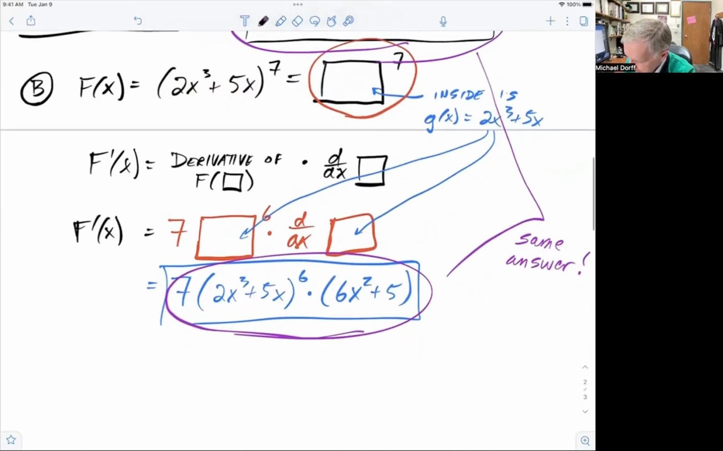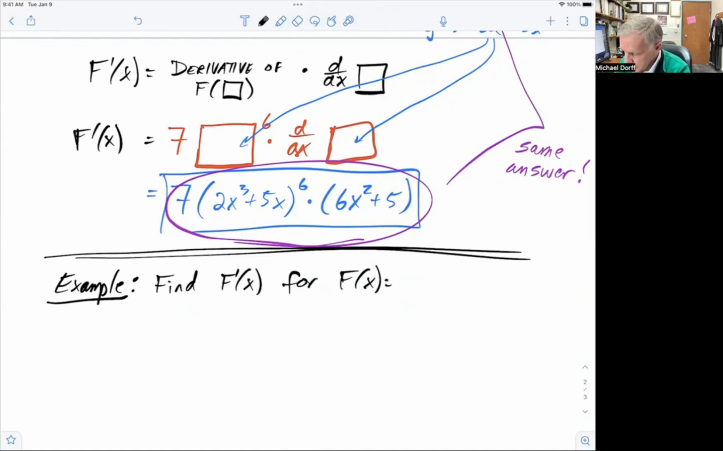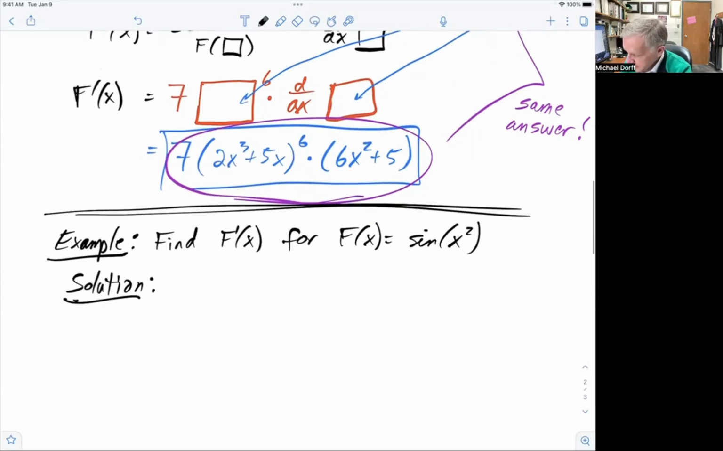All right, so let's apply this to some more examples. And we're going to start off slow with these examples so that you can see this idea, what the inner function is and what the outer function is. So the next example will say, find the derivative of capital F, where capital F equals the sine of x squared. All right, so what's my inner function? What's my outer function? Well, my outer function is sine x. My inner function is x squared. So this is inner, this is outer.